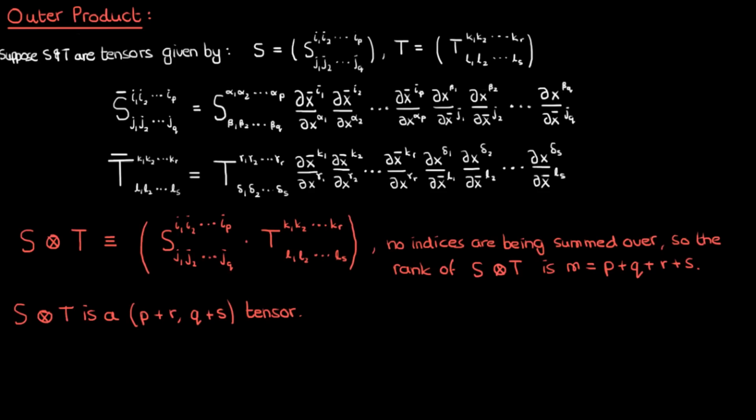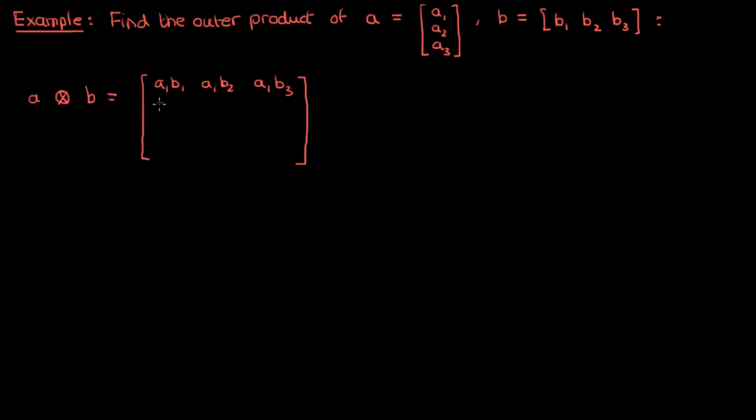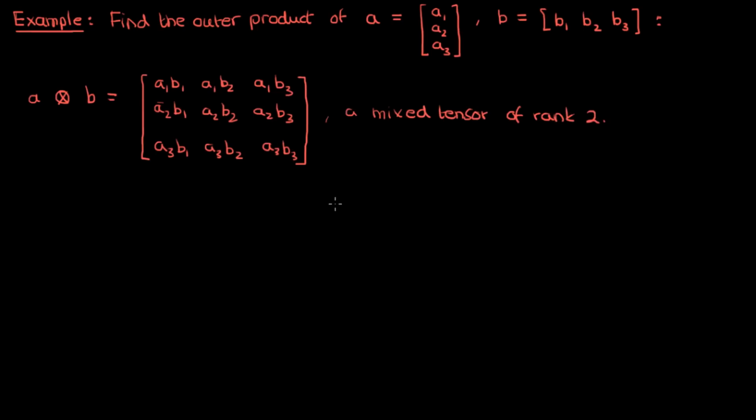To illustrate what I mean by outer product, let's take the outer product of two vectors, a contravariant vector a1, a2, a3, and a covariant vector b1, b2, b3, which I've written as a row vector. What we do is multiply each component of A by each component of B and put that into a higher rank tensor. So we'll multiply all the A1s by the B1s, B2s, B3s, and repeat the process for the A2s and the A3s. What we get in the end is this mixed tensor of rank 2, which I've expressed here as a matrix.